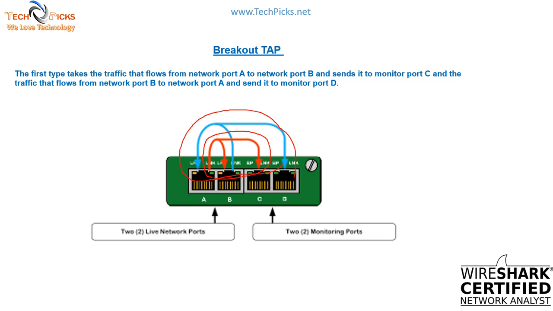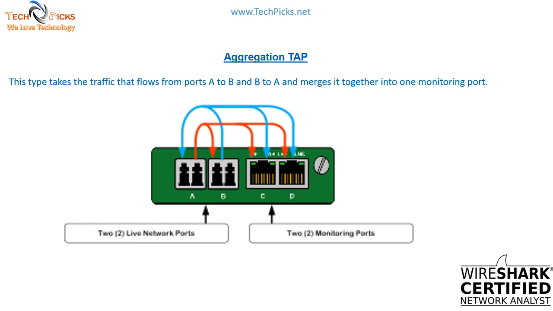So what you do is you connect your switch here, and you connect your host here, and then you connect your two line interfaces on your Wireshark machine here. Then you will see all the traffic on ports A and B, on ports C and D, going into your Wireshark machine. The next type of tap is called the aggregation tap, and this is important, okay?